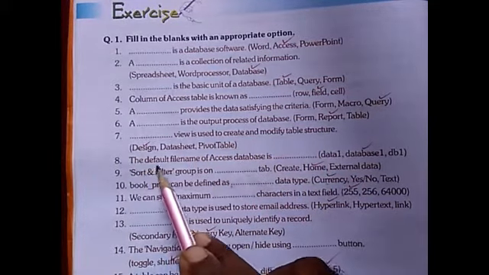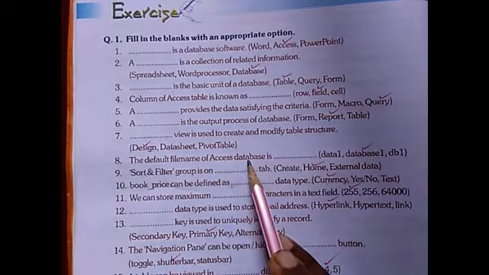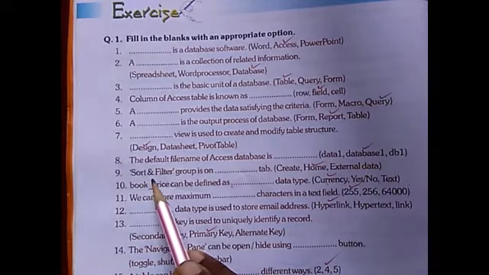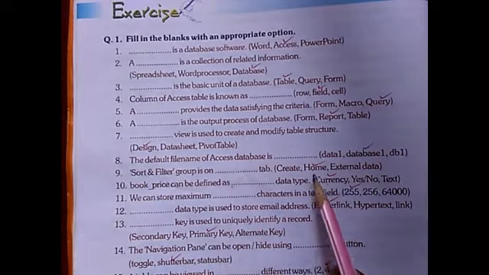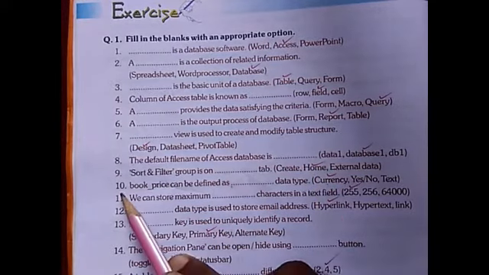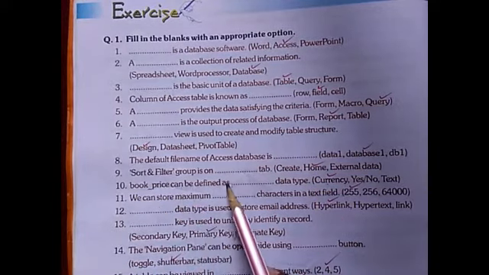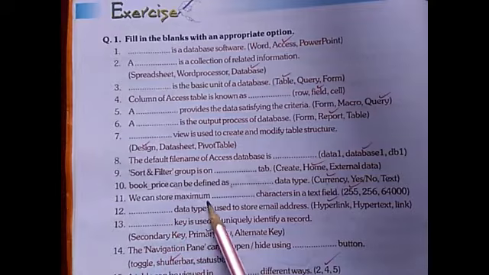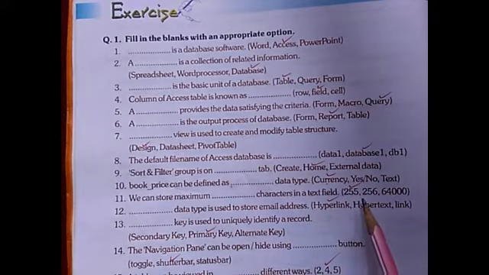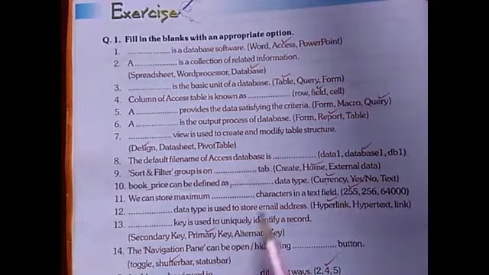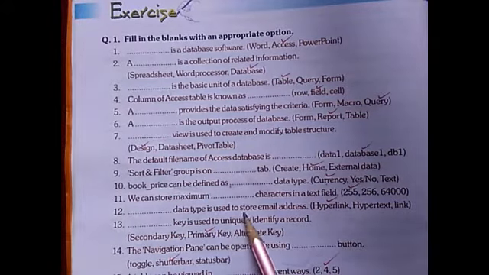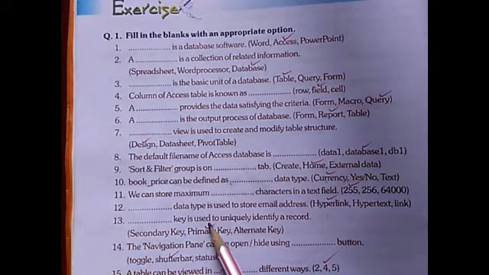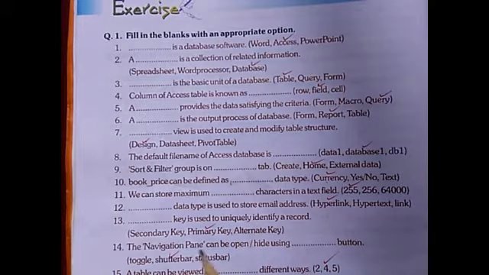7. Dash view is used to create and modify table structure. Design. 8. The default file name of Access database is dash database 1. 9. Sort and filter group is on dash tab. Home. 10. Book price can be defined as dash data type. Currency. 11. We can store maximum dash characters in the text field. 255. 12. Dash data type is used to store email address. Hyperlink. 13. Dash key is used to uniquely identify record. Primary key.